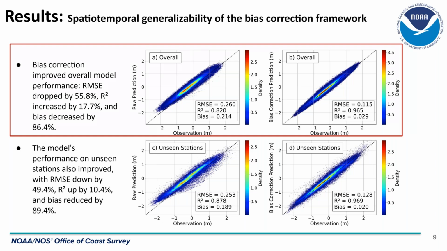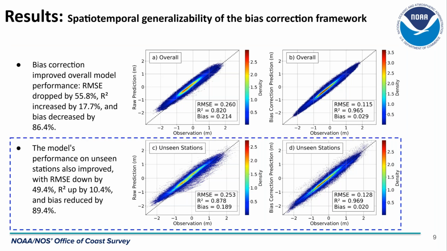almost removed the bias. And this is for overall, but when we looked into the unseen stations, we still see a very similar pattern to those stations that the model saw during training. And this is for 2024. So we can see that root mean square error is down by a very similar amount, around 50%, and we see the same trend for R square and bias.